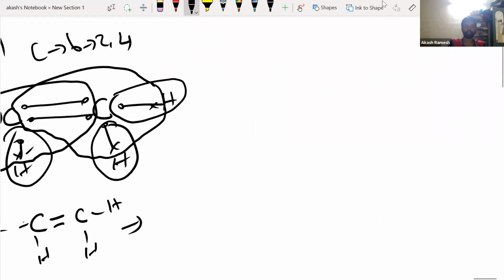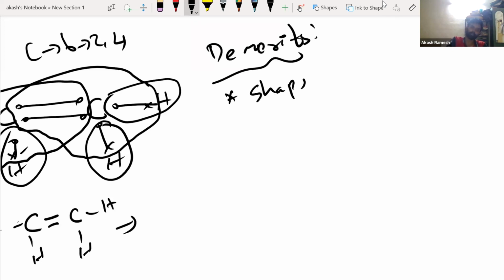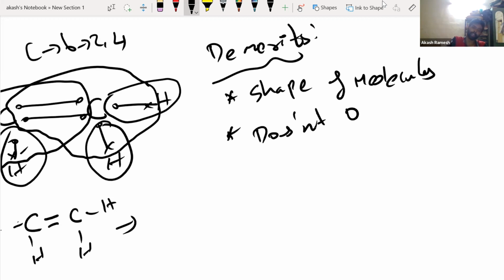Now, why are we not following this? This does not give so much information. What are the demerits of Lewis theory? Lewis theory does not talk about the shape of the molecule. The first and foremost drawback is that there are molecules which don't obey octet or duplet.